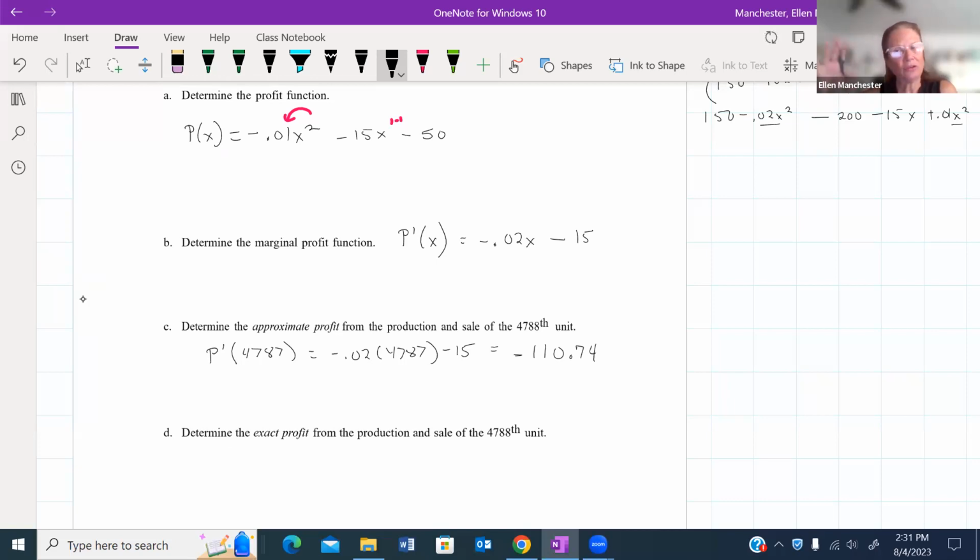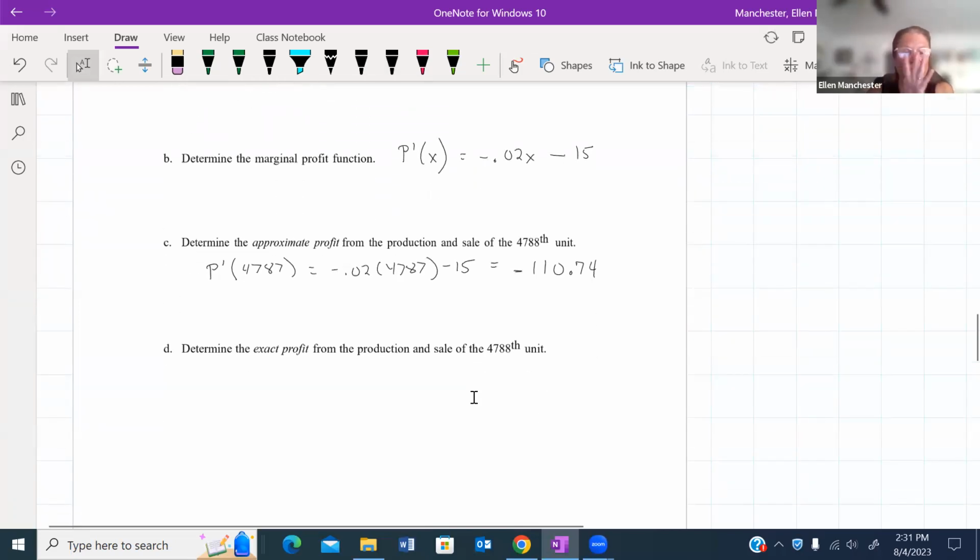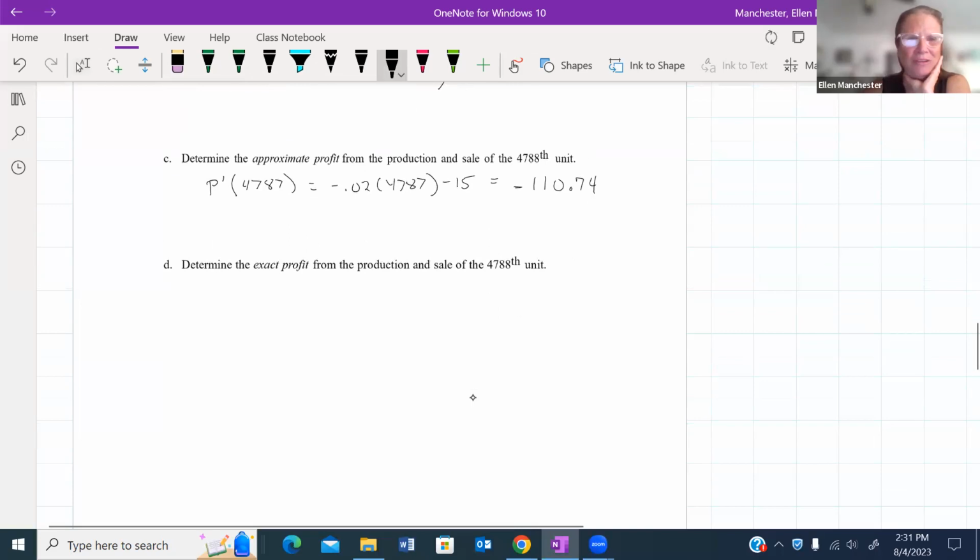Okay, so profit's decreasing. That's bad. So now we've got to figure out why it is decreasing. At what point did it start decreasing? What do we need to do to change that? Do we need to produce more products? Do we need to sell fewer products?